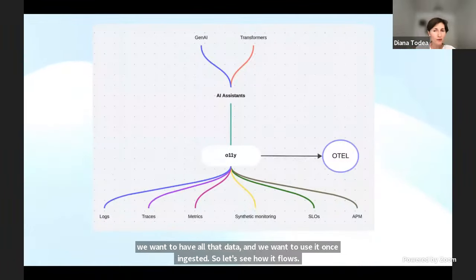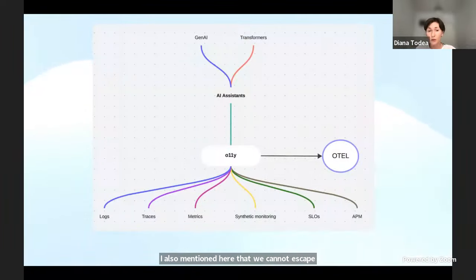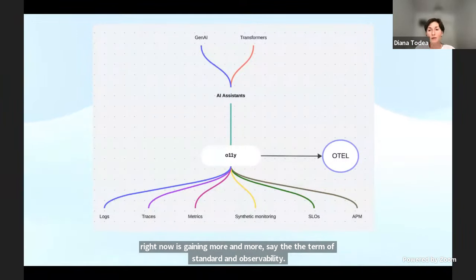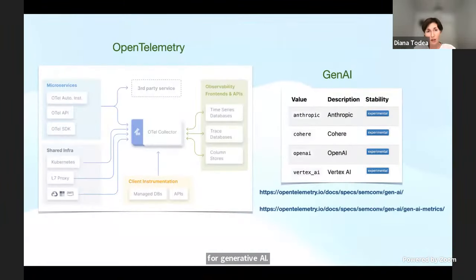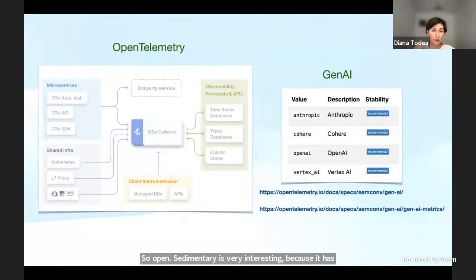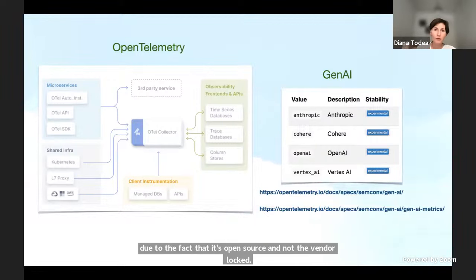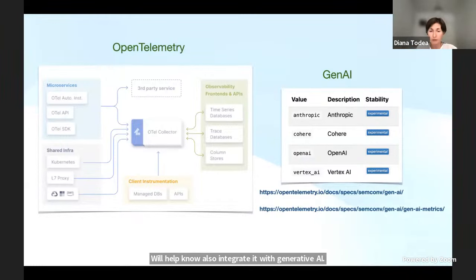I also mentioned here that we cannot talk about observability without mentioning OpenTelemetry. OpenTelemetry, whether you know it or not, is a very popular open source project that is increasingly becoming the standard in observability. And obviously, the people from OpenTelemetry have already managed to integrate all the terms for generative AI, and we'll discuss this. OpenTelemetry is very interesting because it has some very particular use cases, especially regarding distributed tracing, contextual input data, spans, and correlated logs. Because it's open source and not vendor locked, and also integrated with generative AI, if you already work with OpenTelemetry, it's good news that you can use it further along with generative AI.